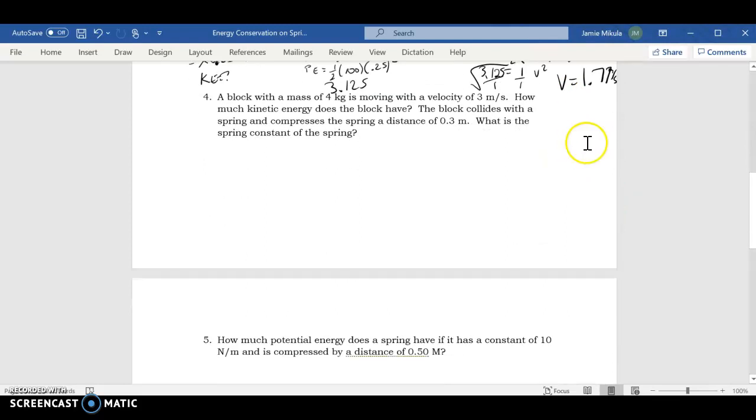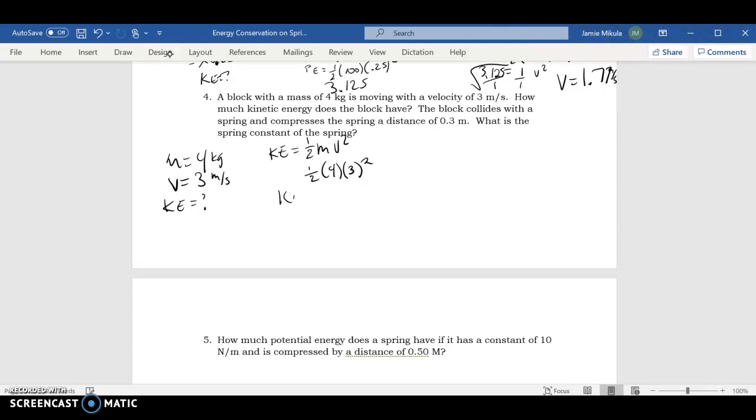Number 4, a block with a mass of 4 kilograms is moving with a velocity of 3. Okay, so mass equals 4 kilograms, velocity equals 3 meters per second. How much kinetic energy? Okay, so you can see here, I can solve for this first. 1/2 mv squared, 1/2 times 4 times 3 squared is 18. So KE would equal 18 joules. The block collides with a spring and compresses the spring a distance of 0.3 meters. What is the spring constant of the spring?